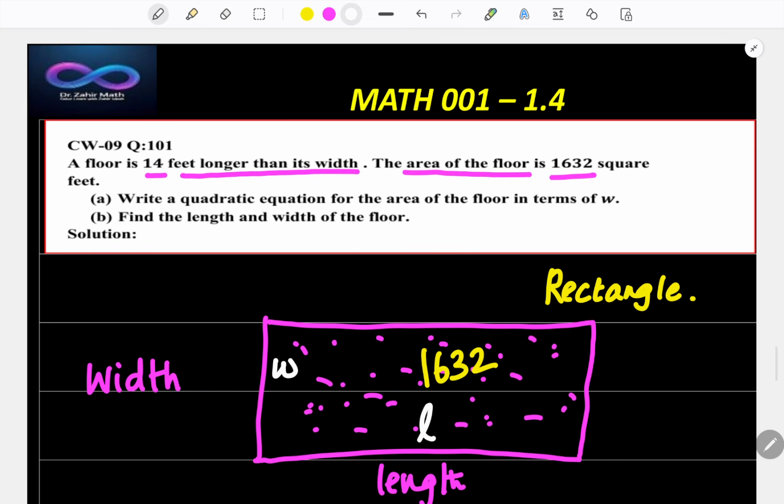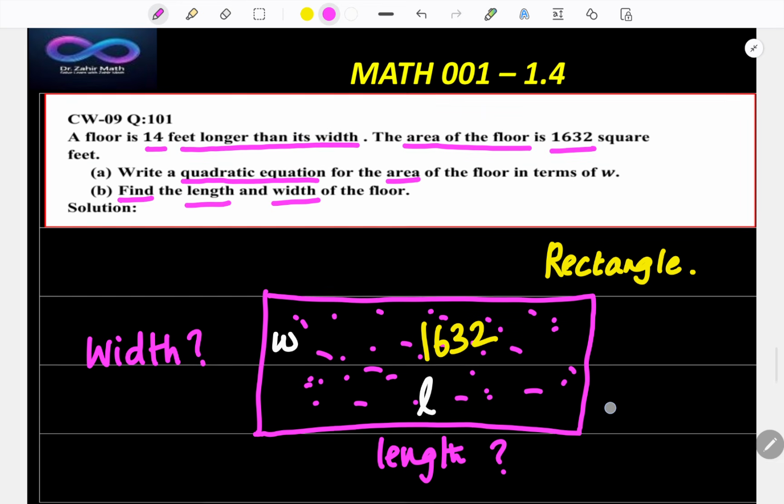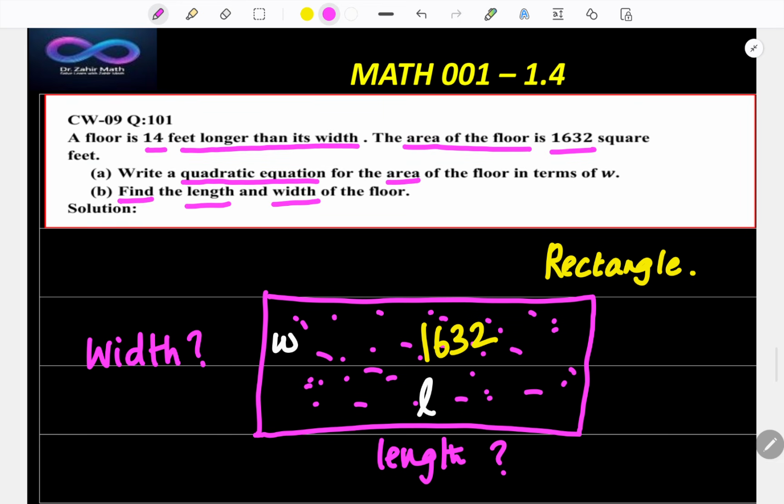First question is, write a quadratic equation for the floor. So you're going to write a quadratic equation for the area of the floor. The next question is, find the length and width of the floor. So you're going to find the equation in W, and you're going to find this length and this width. Before that, one thing I didn't tell you.